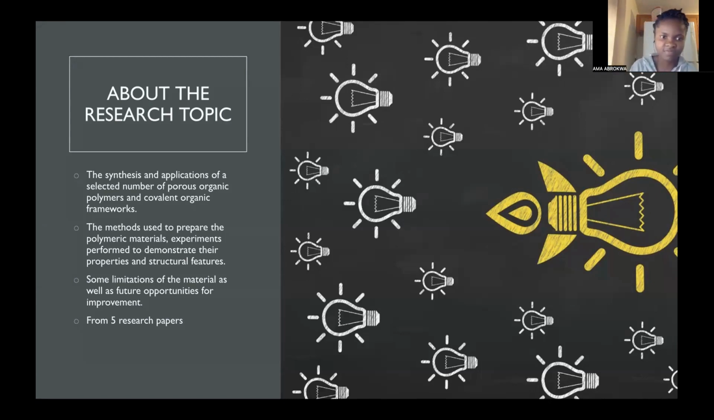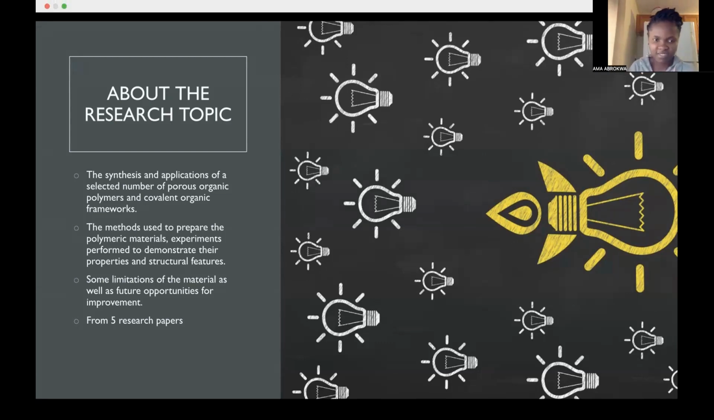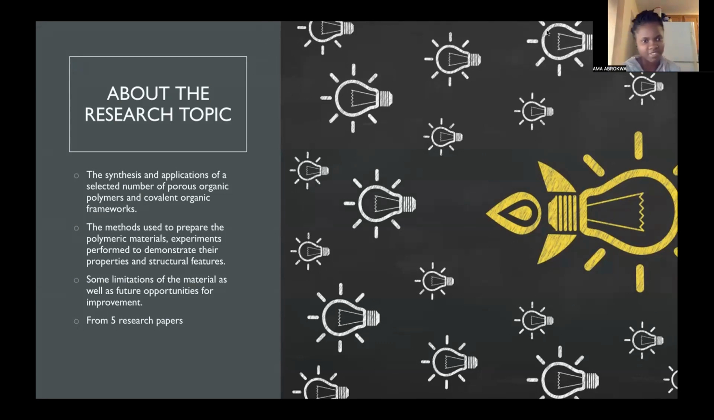She's dealing with polymers. So the research topic was about the synthesis and applications of a selected number of porous organic polymers and covalent organic frameworks, the methods used to prepare the polymeric materials, experiments performed to demonstrate their properties and structural features, and some limitations of the material, as well as future opportunities for improvement. And we read from 5 research papers.